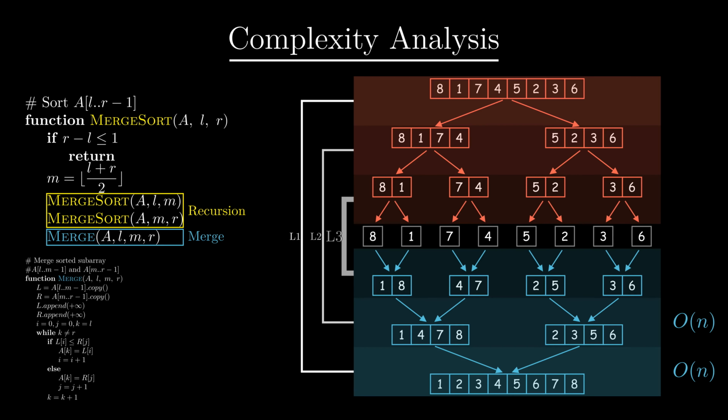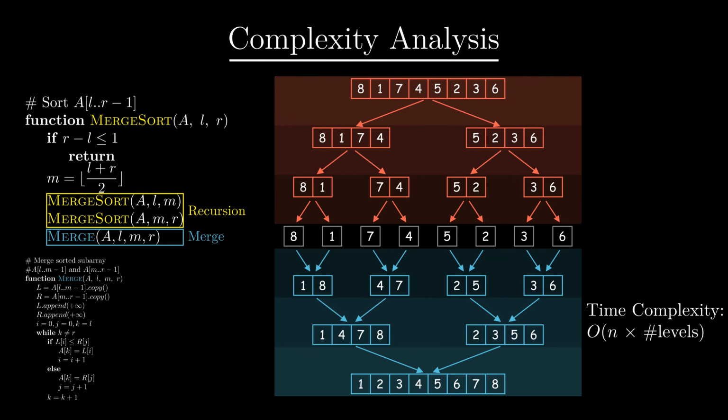Similarly, in the third layer, we need to process 4 subarrays with length n/4. Each subarray requires n/4 iterations to merge, which comes to a total of n iterations. So the time complexity of the third layer is O(n). Further analysis will show that whichever layer we are at, they all require O(n) time complexity to finish merging. In other words, the time complexity of merge sort is O(n) multiplied by the number of layers.